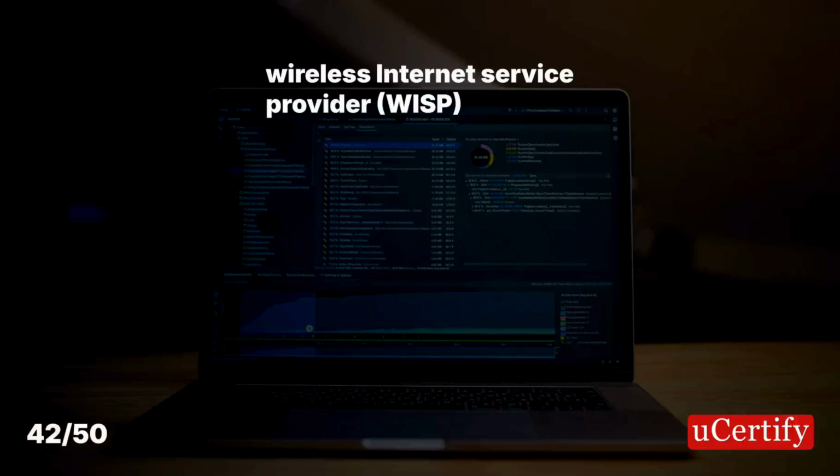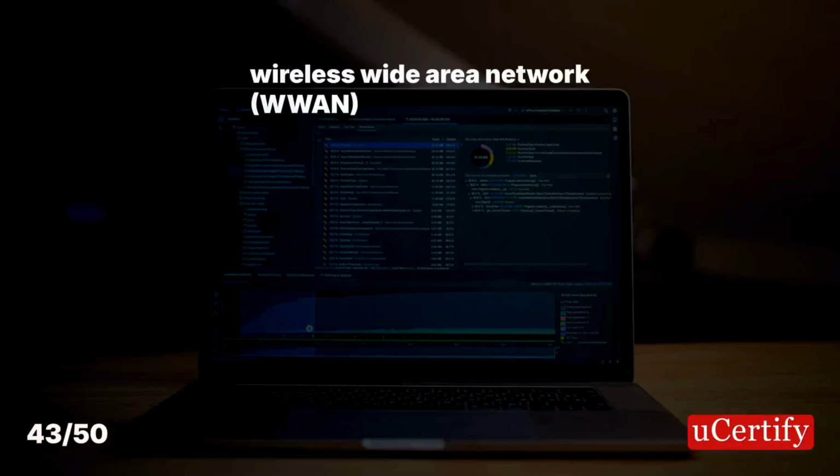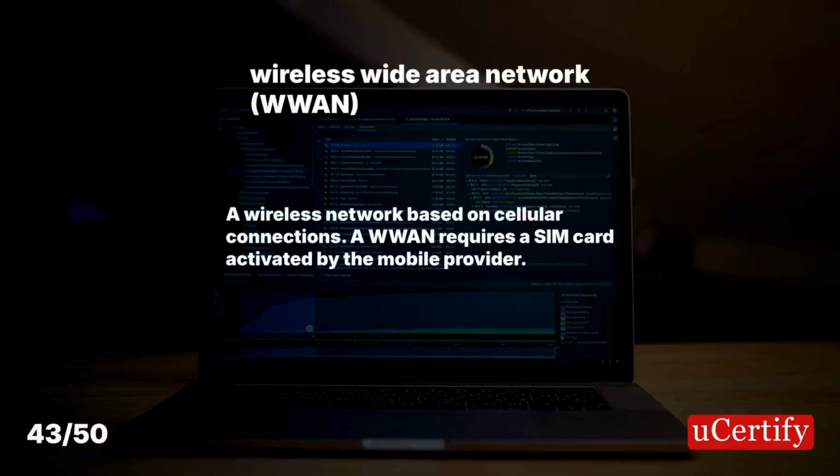Term: wireless internet service provider, WISP. Definition: an internet service provider that offers internet access through a wireless connection to customers in areas where other options are unavailable. Term: wireless wide area network, WWAN. Definition: a wireless network based on cellular connections. A WWAN requires a SIM card activated by the mobile provider.